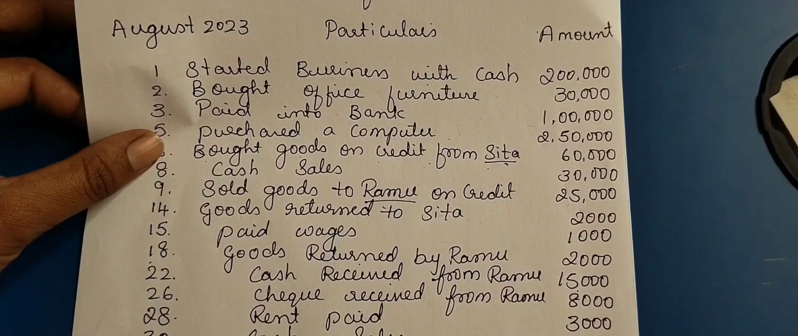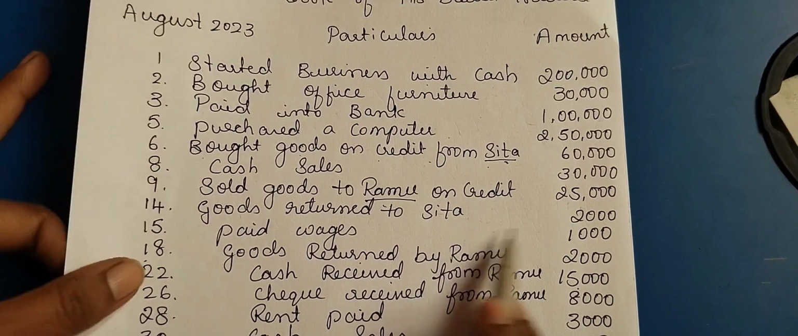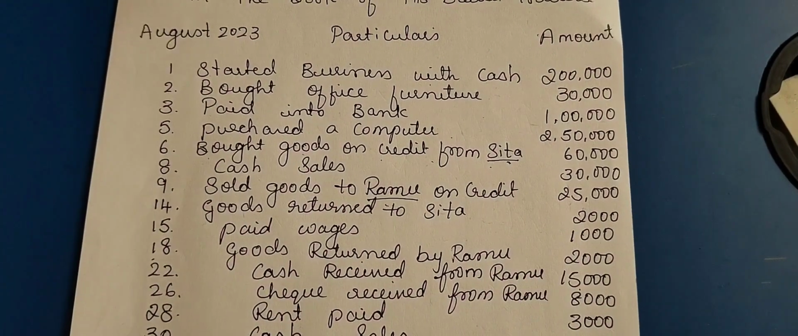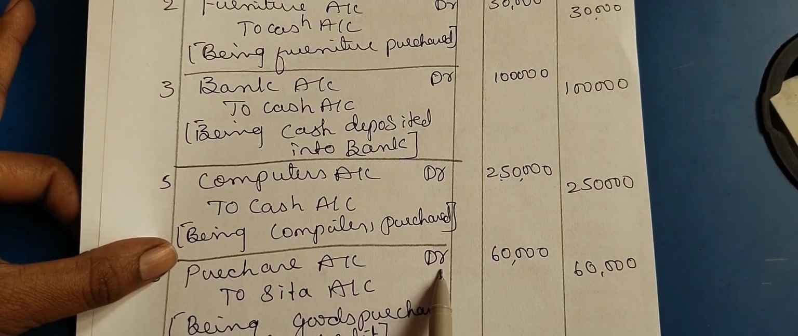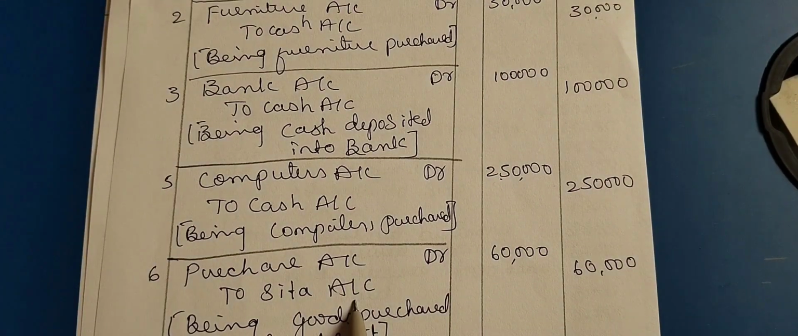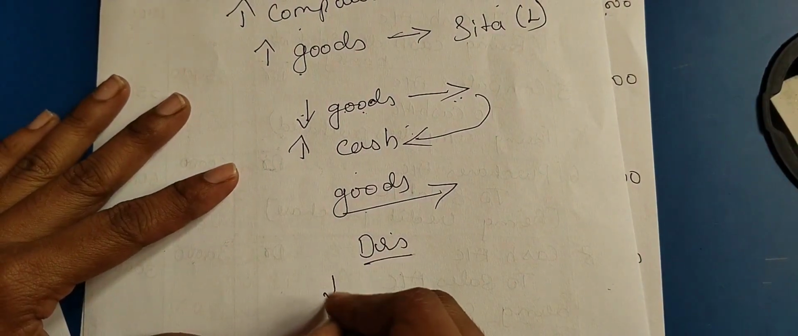Okay. Next entry is on 14th. Goods returned to Sita 2000. See here, previously we have purchased goods from Sita. Purchase account debtor to Sita account. So when we purchased, we debited. Now we have returned. When we return, the goods is reduced, right?